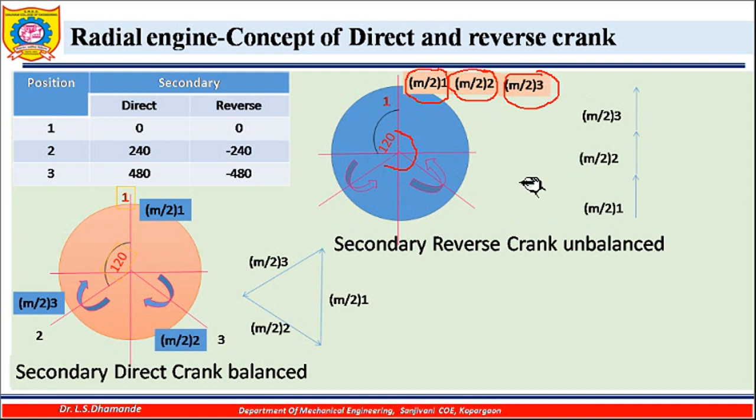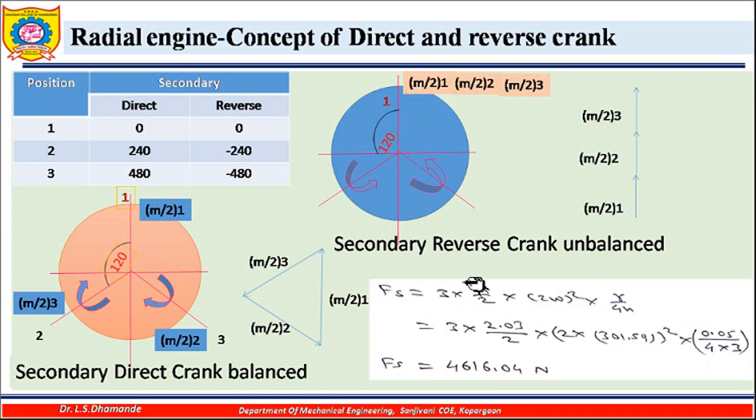Now if I plot this polygon, or represent these masses as vectors, this is for the first cylinder, this is for the second cylinder, and this is for the third cylinder. All these three will be in the upward direction, and here you will find that there is an unbalance. So the secondary reverse crank is unbalanced. Now let us find the magnitude of this secondary unbalance. The secondary force will be equal to 3 times m by 2, multiplied by 2 omega square, multiplied by 4 by Rn. This gives me 4616.04 Newton force.